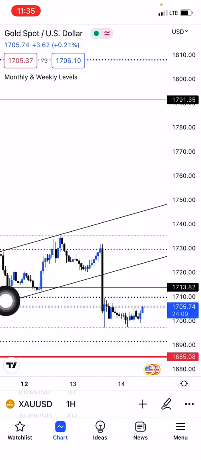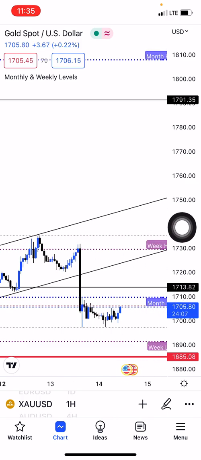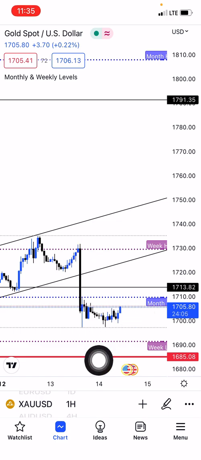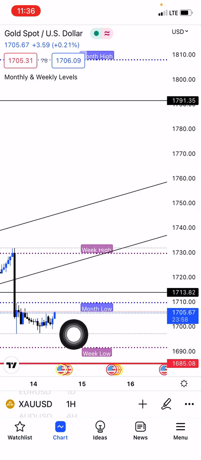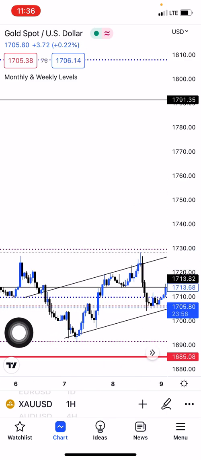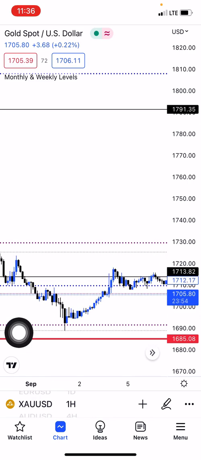As you can see, we had this nice channel to the upper side. When CPI dropped like this, price came down to the monthly low. You see, it came down to the monthly low. It broke it. Now you see it was just ranging below. But again, look, it didn't just do that.